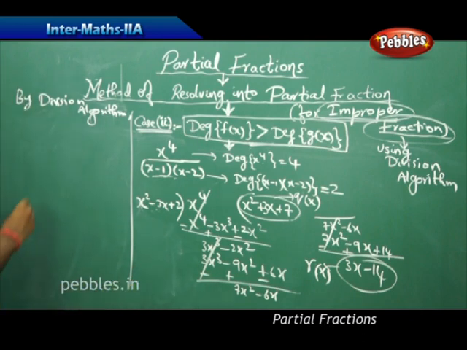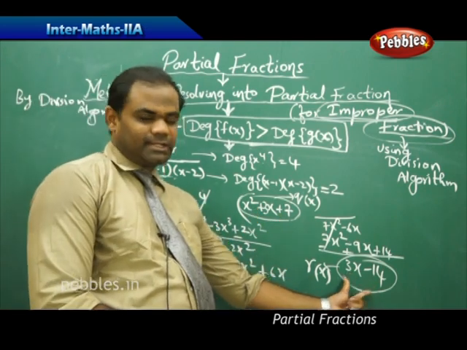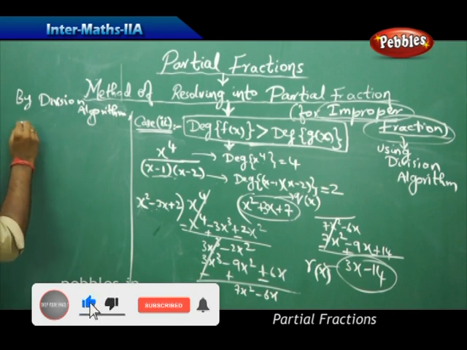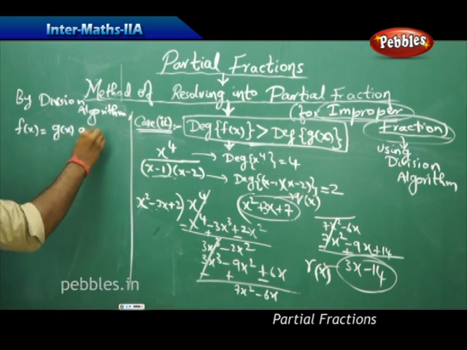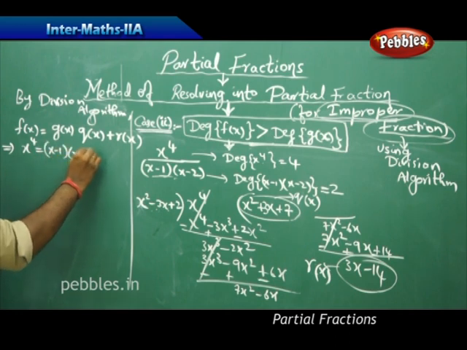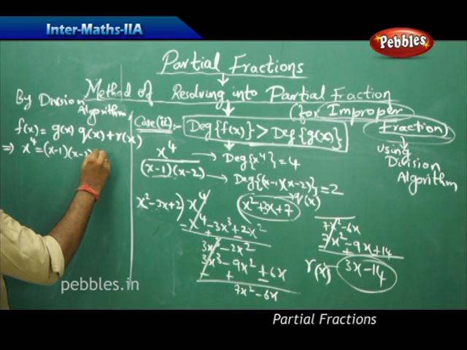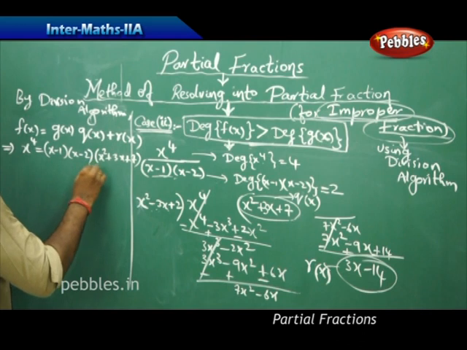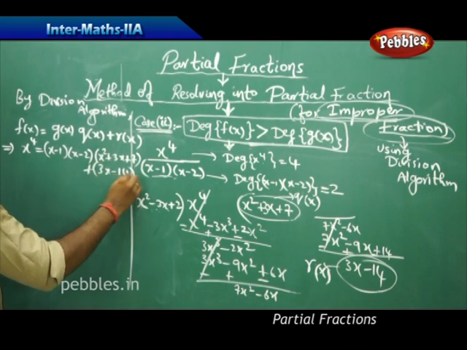So therefore by the division algorithm I have f of x. Here my quotient is this, my remainder is this, my f of x is this, and my g of x is this. Therefore, going by the division algorithm, which says f of x is g of x times q of x plus r of x, that implies my f of x, which is x power 4, is g of x, which is x minus 1 times x minus 2 when split, times q of x, which is x squared plus 3x plus 7, plus r of x, which is 3x minus 14.